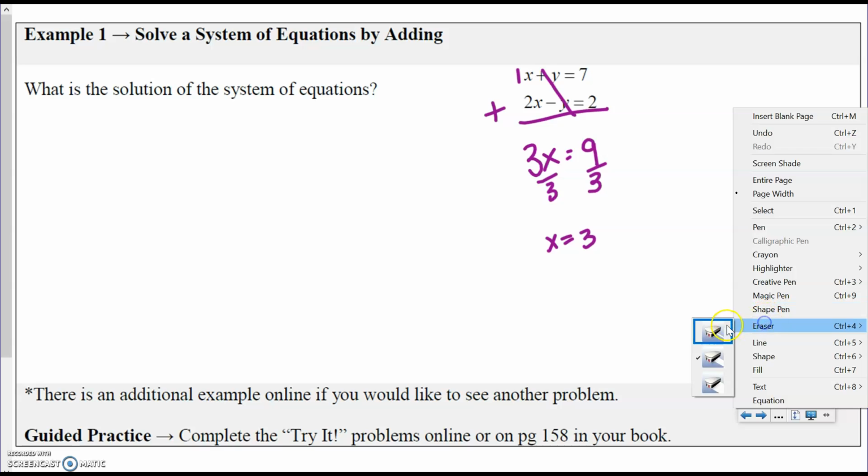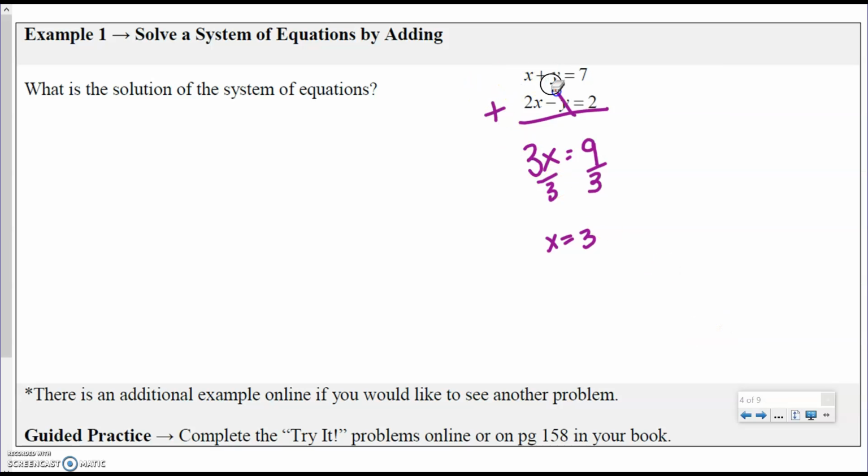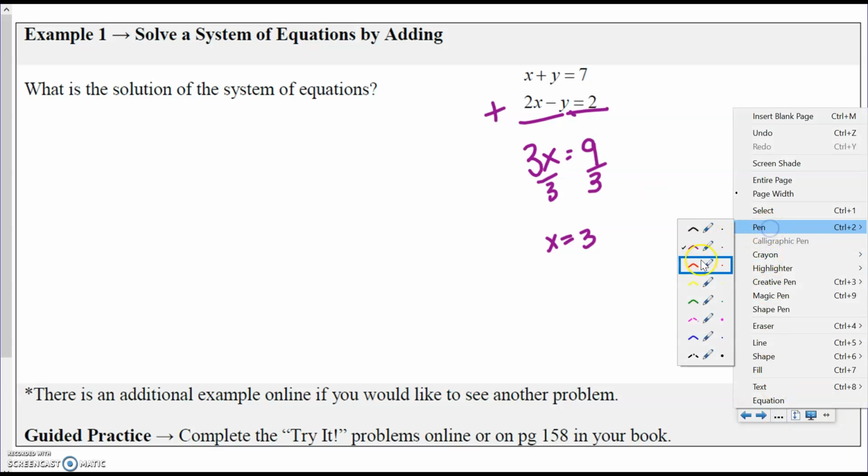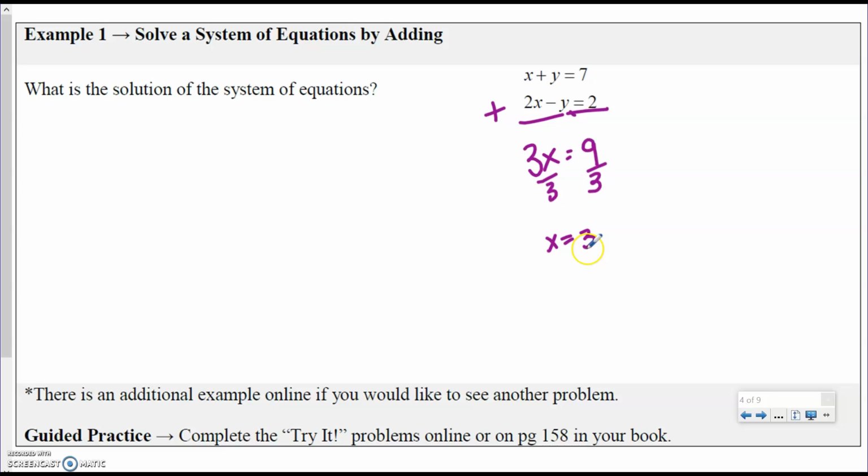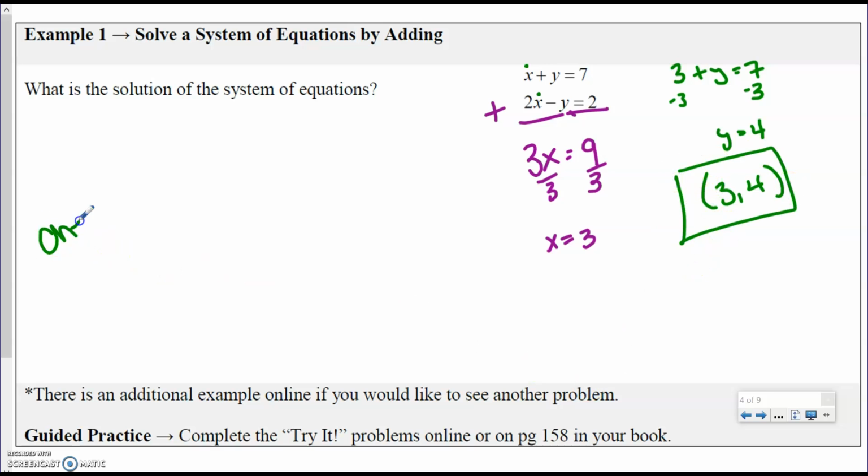The only thing you need to be careful of is just because we're using a different method, that doesn't mean we could stop here. We still need to find our y value by taking this 3 and putting it into x here or here. So I'm going to go ahead and put in the top one, 3 plus y equals 7. Let's subtract 3 from both sides to get y equals 4. According to this, my answer should be (3, 4).